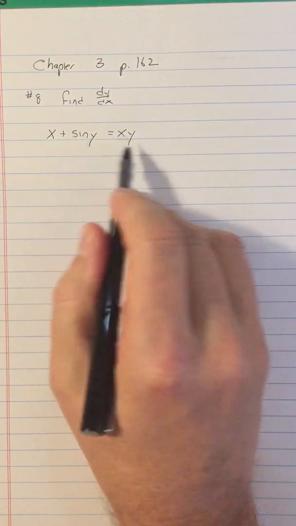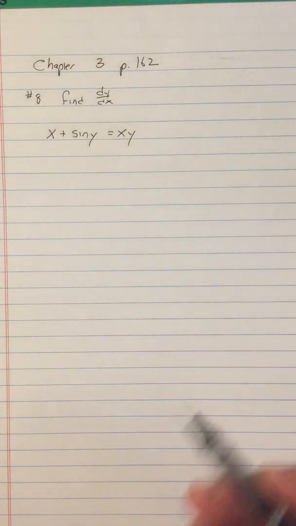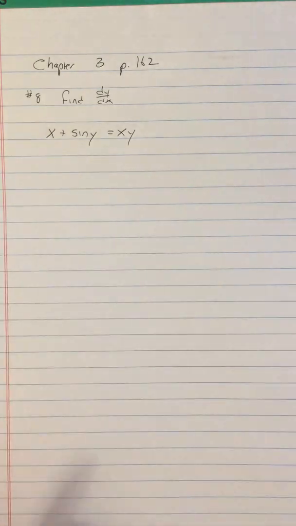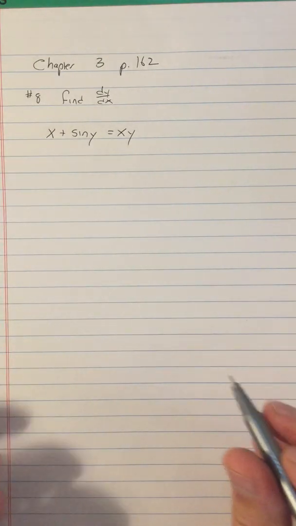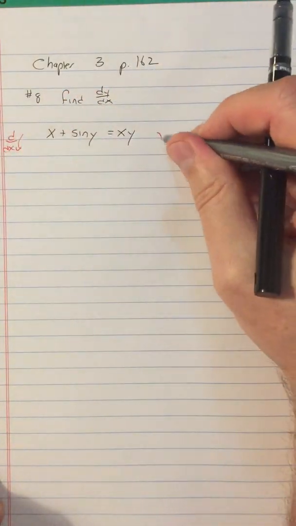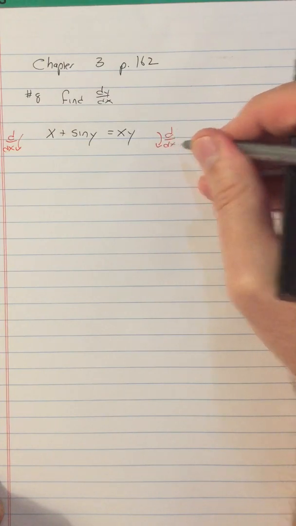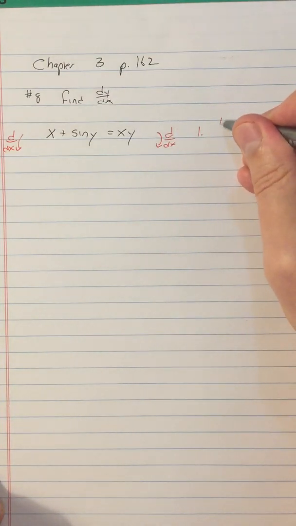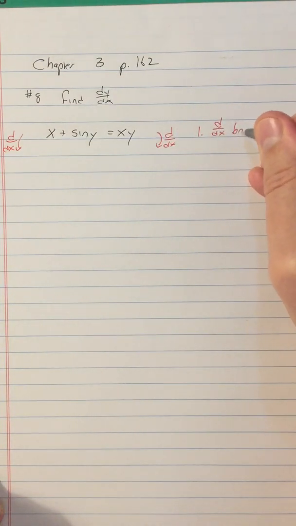So the reason we know we're going to use this process of implicit differentiation is we see x's and y's, it's not solved for y, and it would not be easy to solve for y. In fact, it's quite possible that it would be impossible to solve for y in this equation. All right, so here's what we do. We do implicit differentiation. It goes like this. Step 1, take the derivative with respect to x on both sides.